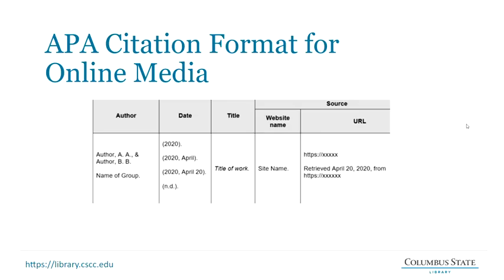The format for citing web pages and websites is as follows. Begin with the author's last name, a comma, and then the author's first and middle name initials, with each initial being followed by a period. Next is the date, enclosed in parentheses, or N period D period if there is no date. The end parentheses is followed by a period.